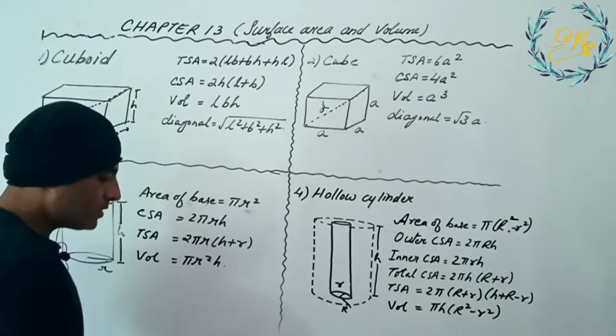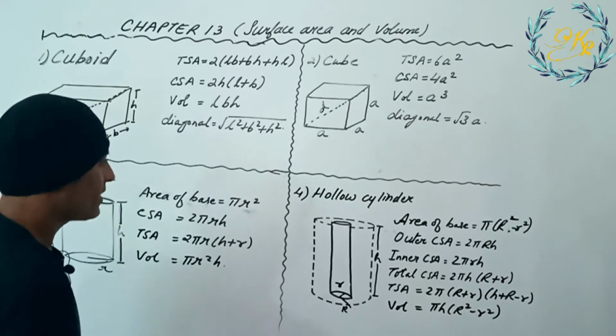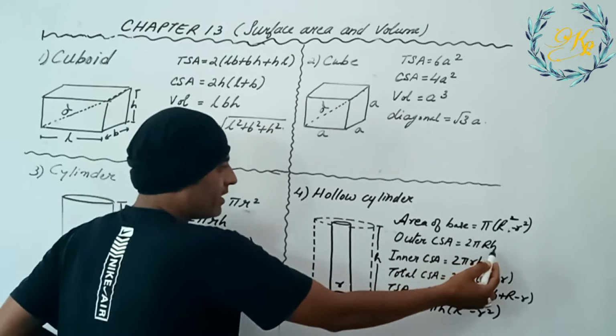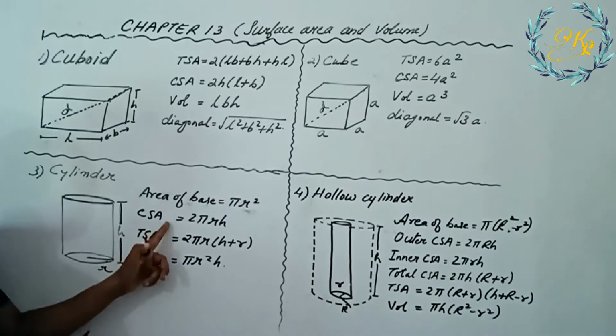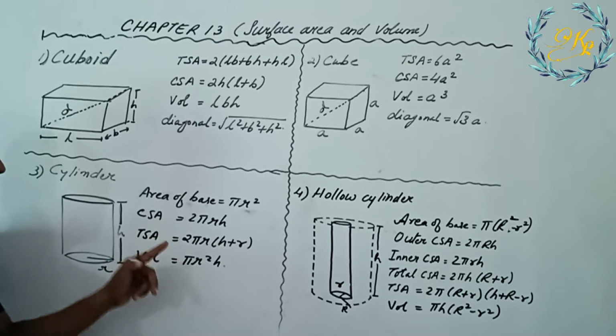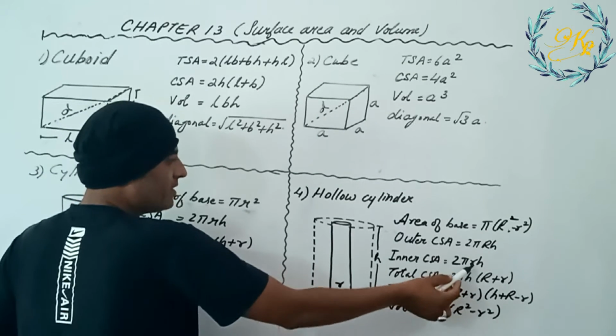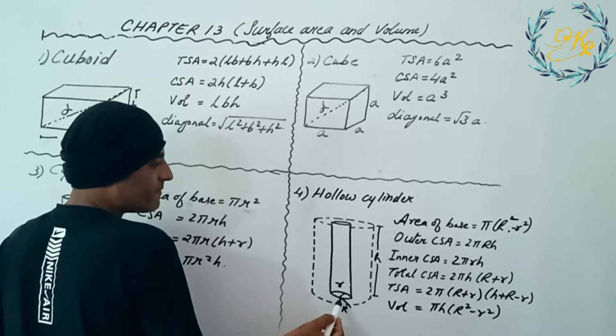If you want to find the outer curved surface area of the cylinder, the outer portion of the cylinder, you use the formula 2 pi r h. It looks quite similar to this one. If you want to find the inner curved surface area of the cylinder, you will again use the formula 2 pi r h, but here you have to take the smaller radius.